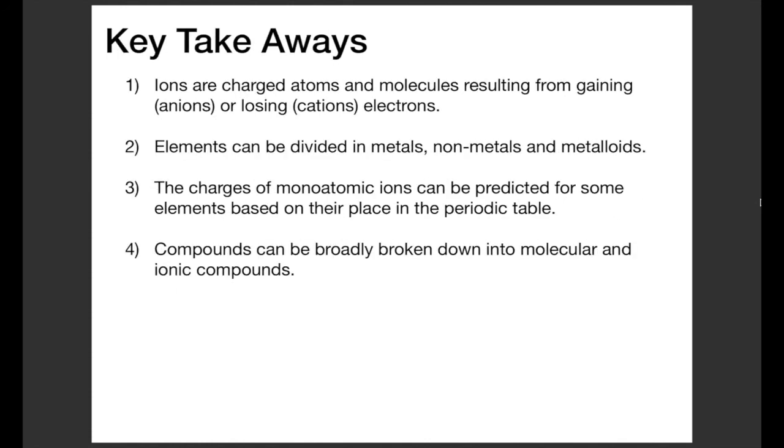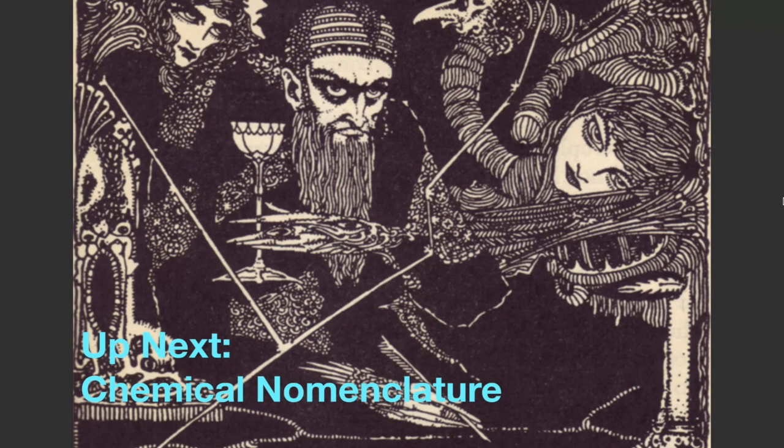Some of the takeaways from this video are that ions are charged atoms or molecules. If it has a positive charge, meaning it lost an electron, we call it a cation. If it has a negative charge, resulting from gaining an electron, we call it an anion. We can divide elements into metals, nonmetals, and metalloids. The charges of monoatomic ions can be predicted by which group they are in on the periodic table, and we can largely break down compounds into molecular and ionic compounds. In the next video, we'll be discussing chemical nomenclature.